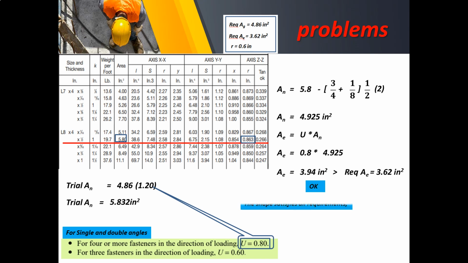So therefore, the shape satisfies all requirements, whether it is LRFD or ASD. Hence, therefore, we can use the section L8 by 4 by 1/2. So this is the answer, or the adequate section for that service loads.